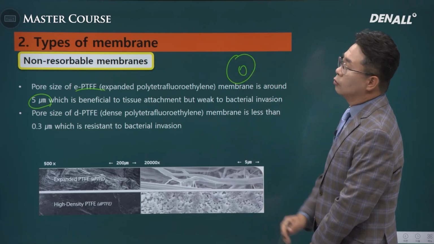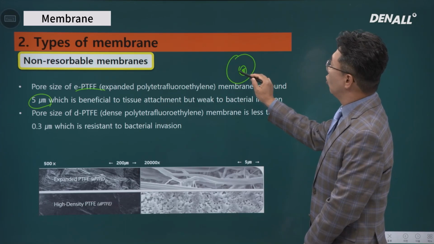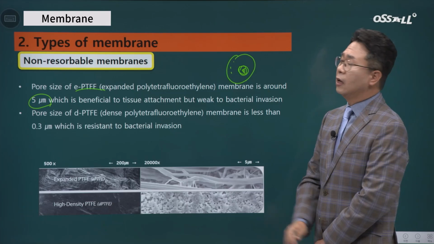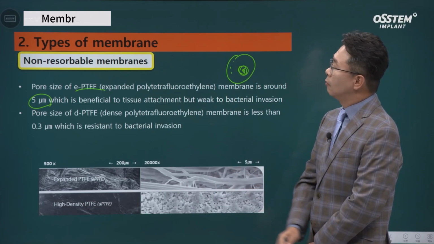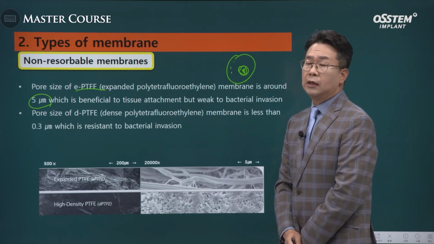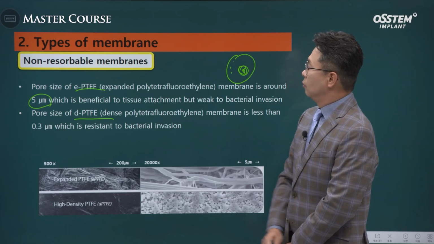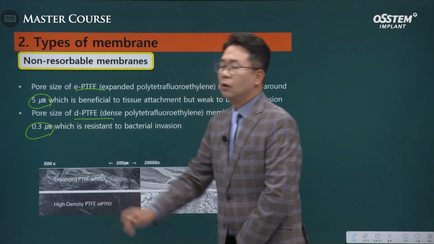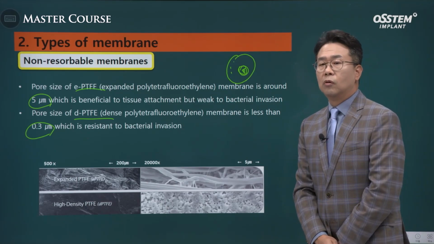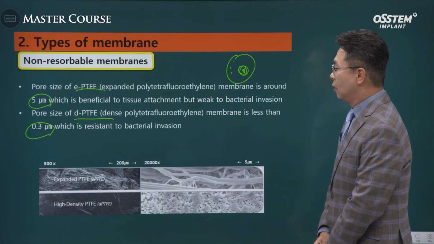Yes, there is a difference between outer and inner. Inner is semi-permeable, so the pore size is a bit bigger. As for the outer, it should not be semi-permeable, so it's smaller. On average, it is about 5 microns. As for DPTFE membrane, the pore size is 0.3 microns. So this is the pore size where bacterial infiltration is impossible.